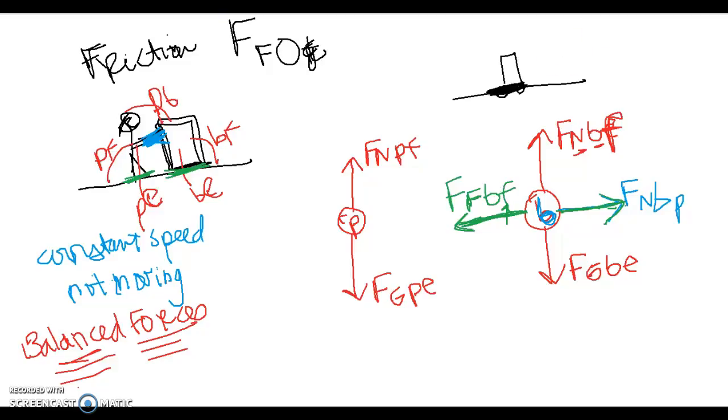Now if we take a look at the person, the person is also feeling a force from the box because he's touching the box. So if the person is pushing the box to the right, the box has to be pushing the person to the left. And that's my feeler-dealer pair. That's my Newton's third law pair. So there's a push on the person from the box, and it has to be this way.